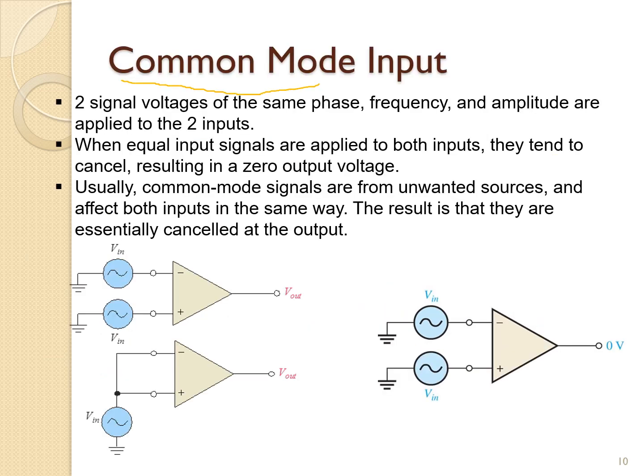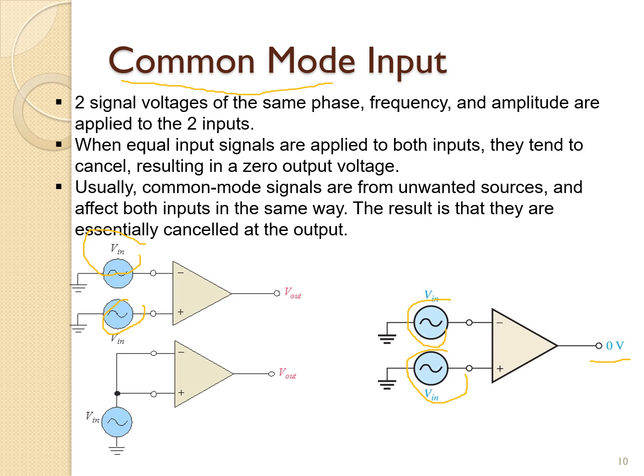In the common mode, two signal voltages of the same phase, frequency, and amplitude are applied to the two inputs, as shown in the figure. When equal input signals are applied to both inputs, they tend to cancel, resulting in a zero output voltage. This action is called common mode rejection.